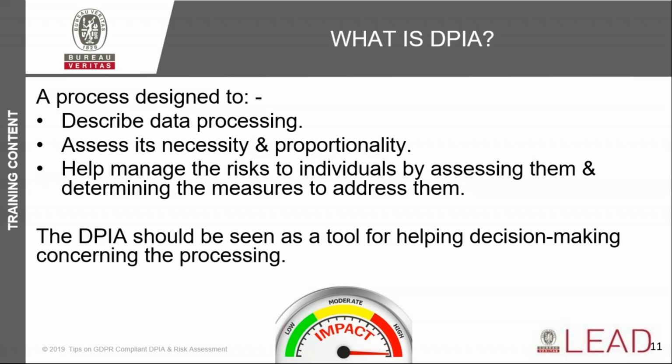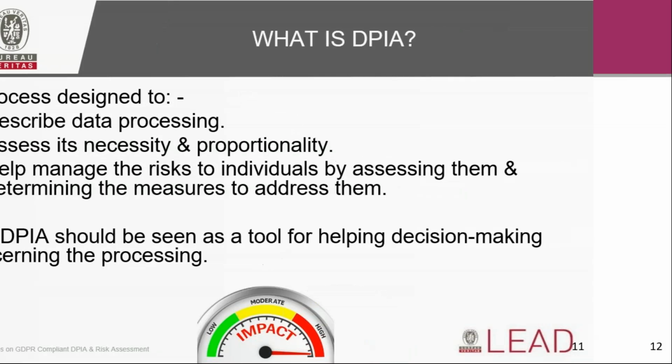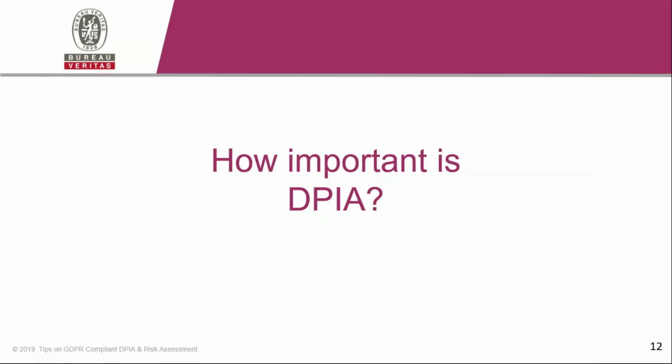it helps you to make an educated decision regarding your processing activities and the security, confidentiality, integrity, and availability of personal data. Okay, so DPIA is a process to help you take educated decisions. This is it. But how important is DPIA?